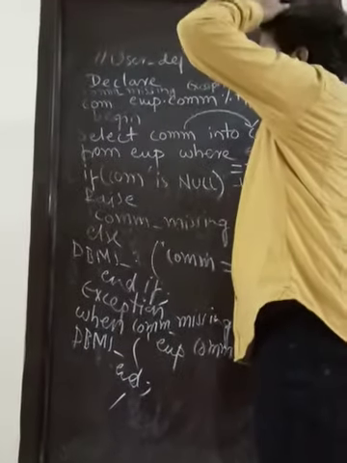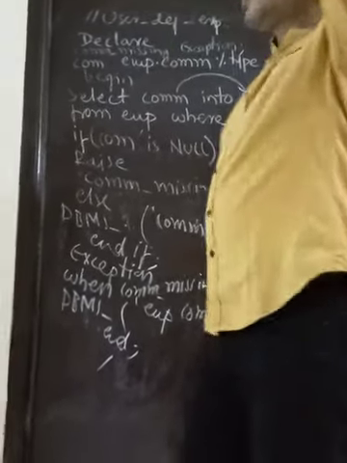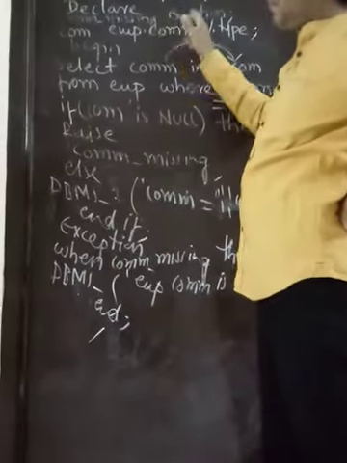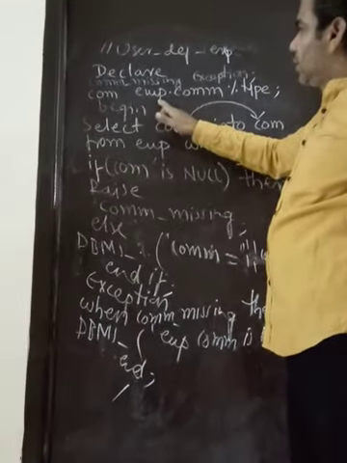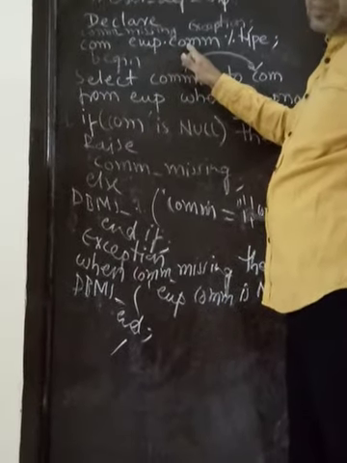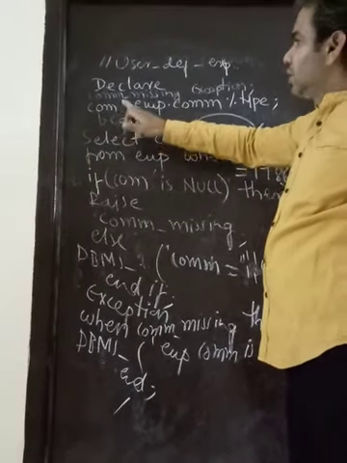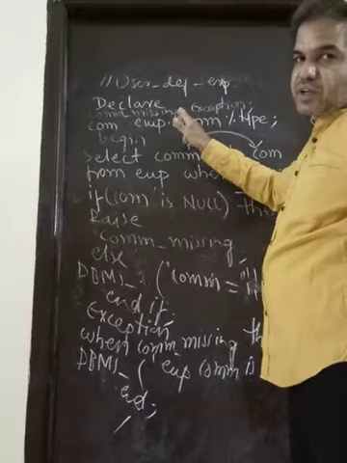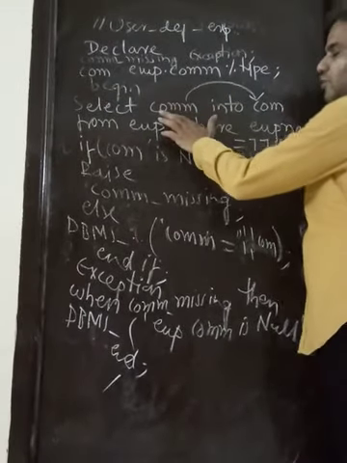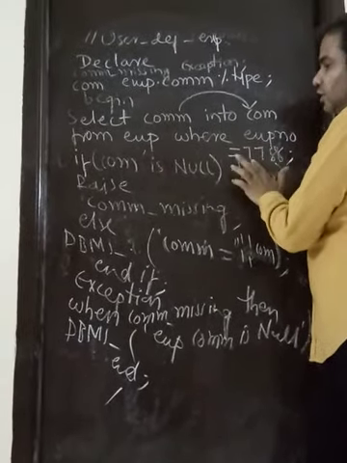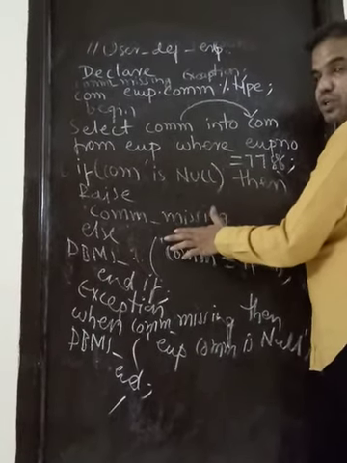So first of all, we'll see from the beginning. The program demonstrates a user defined exception. Declare commission_missing exception. Commission is accessed from the employee table's commission column. The structure of commission we are copying into COMM, and this is the user defined exception name, commission_missing exception, semicolon, then begin. First of all, we are accessing commission from the employee table, copying into COMM from EMP where employee number equals 7788. If this person's commission is null, then raise this user defined exception.